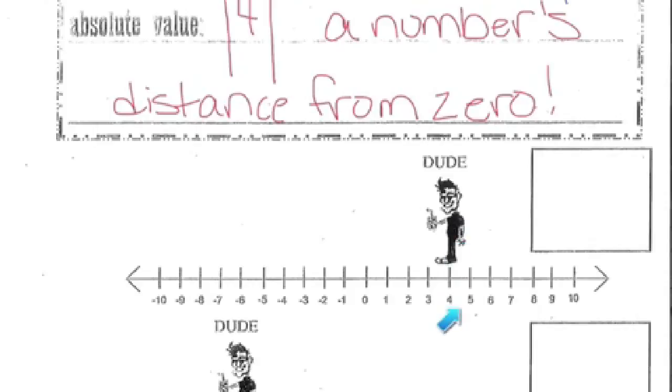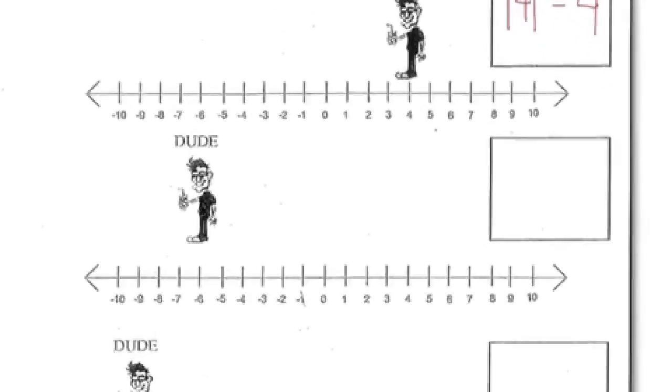Okay, this dude right here, he is at 4. His absolute value is 4. The absolute value of 4 equals 4. It's the distance from 0. If you look at it again, it's 1, 2, 3, 4 spaces from 0, which means that it is 4. Okay, let's look at the second dude.